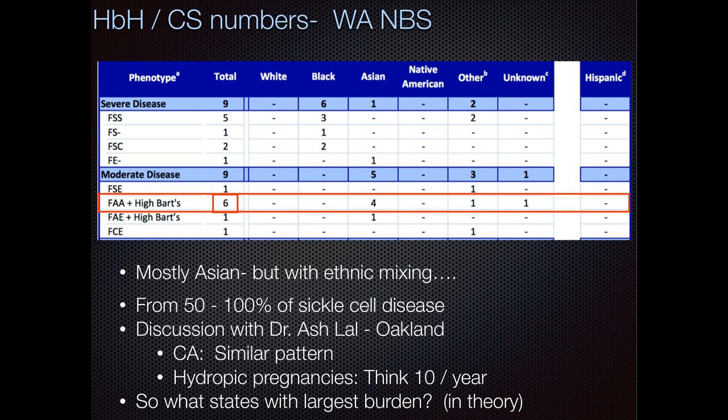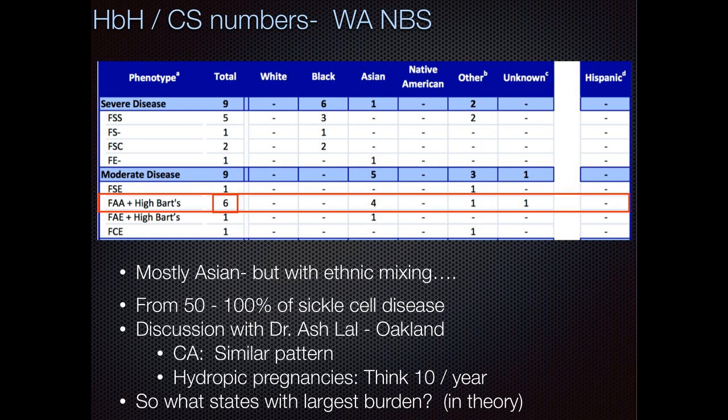In discussion with Dr. Ash Lal, who runs a thalassemia program in Oakland, he shared that the California experience is quite similar in terms of the numbers and percentages. It's just the numbers are much higher because the state's so much larger. In addition, he thinks that there's about 10 hydropic pregnancies that are dangerous. I mean, it's fetal demise plus dangerous for the mom each year.